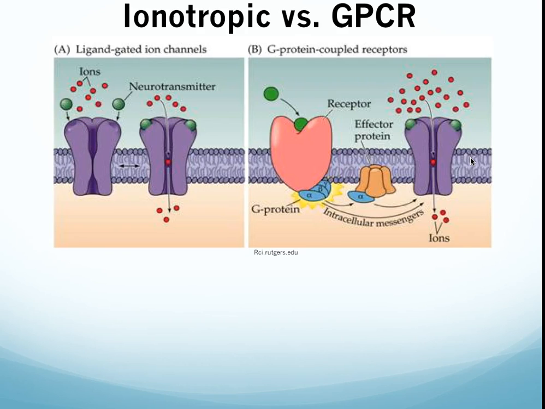So we're going to start with ionotropic, and here you can see that we have a receptor. This is embedded within a cell membrane, right? So this would be the extracellular region. This is intracellular, so this is in the cell. And here we have a bunch of ions floating around the outside, and we have a little green bubble.